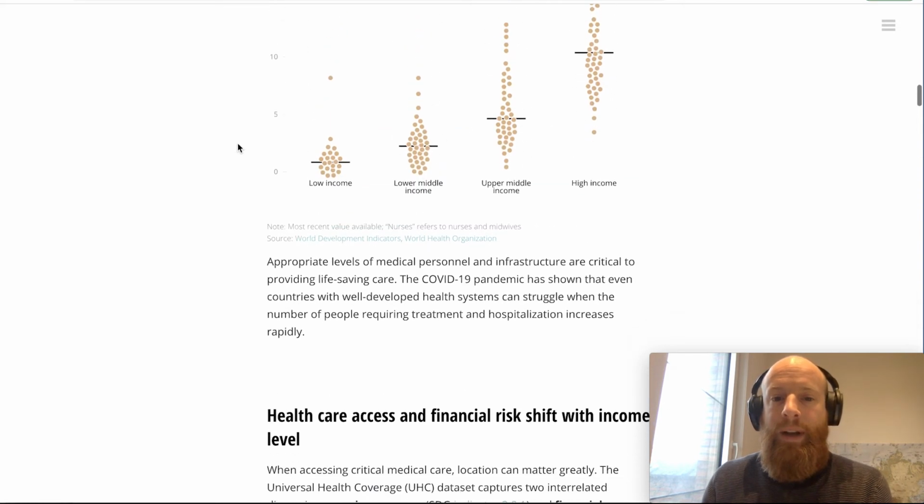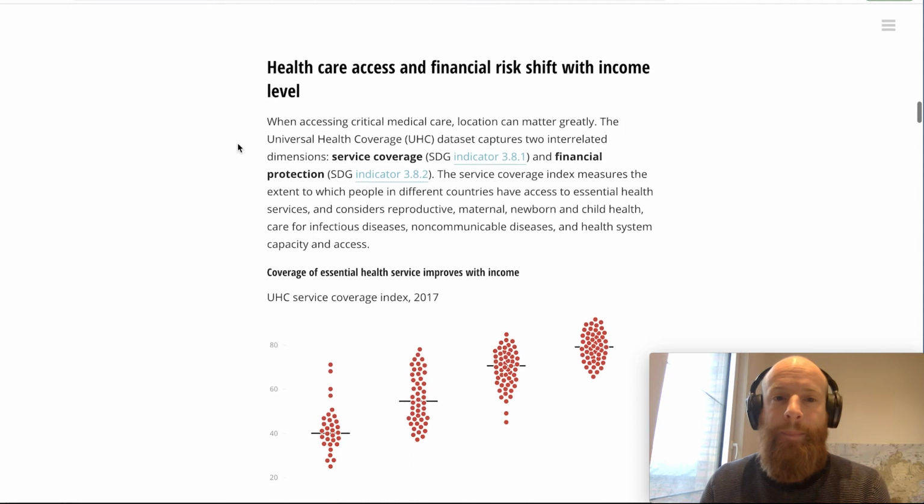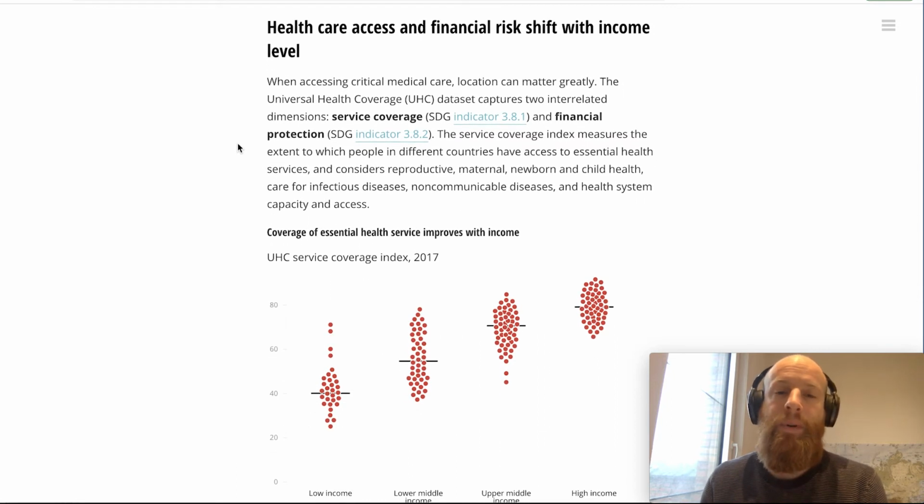So this is about healthcare capacity. The next part flows a bit after that. It's about healthcare access. Who can have access to healthcare? Is healthcare even available? And what are the financial risks that come with accessing healthcare?